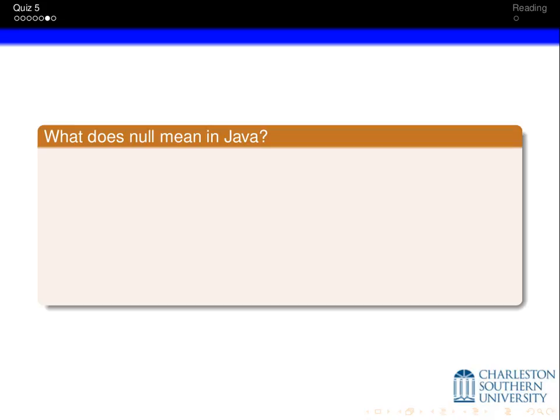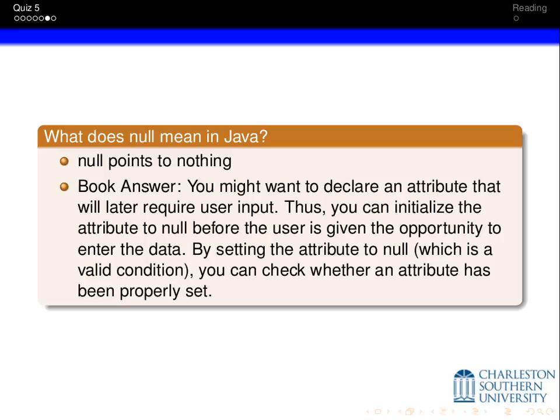All right, what does null mean in Java? Technically, it means nothing. Okay, I will take that. Null points to nothing. The book answer: you may want to declare an attribute that will later require user input. Thus, you would initialize the attribute to null before the user is given the opportunity to enter the data. By setting the attribute to null, which is a valid condition, you can check whether an attribute has been properly set or not.